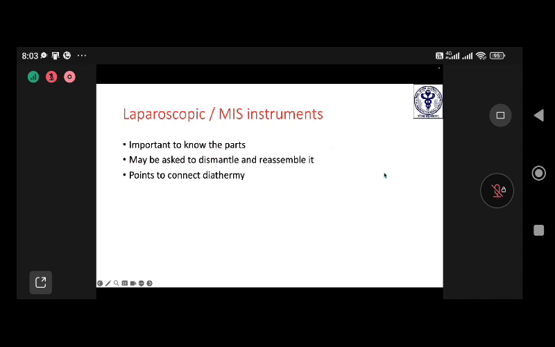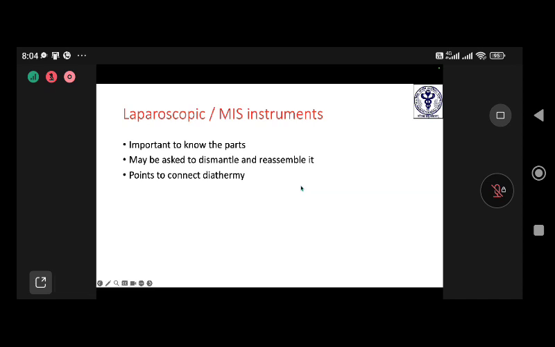Now I'll switch from the open category to the laparoscopic instruments. And again, the important thing is that you should know the parts of the instrument. You'll also be asked how to dismantle and reassemble it. If you know the parts, if you know the assembly correctly, then you should be able to show it.